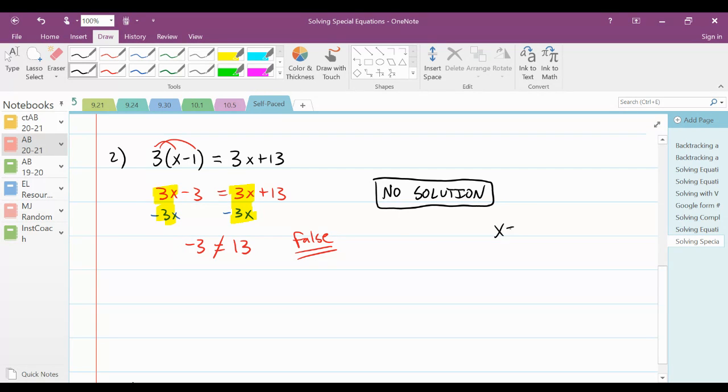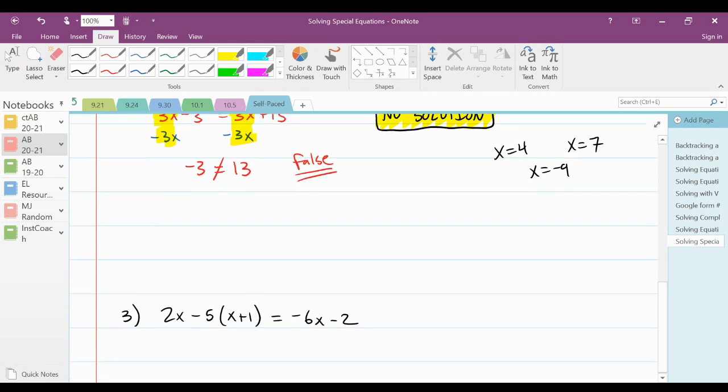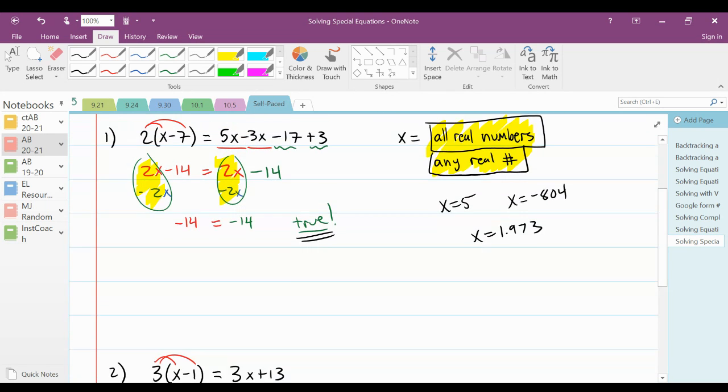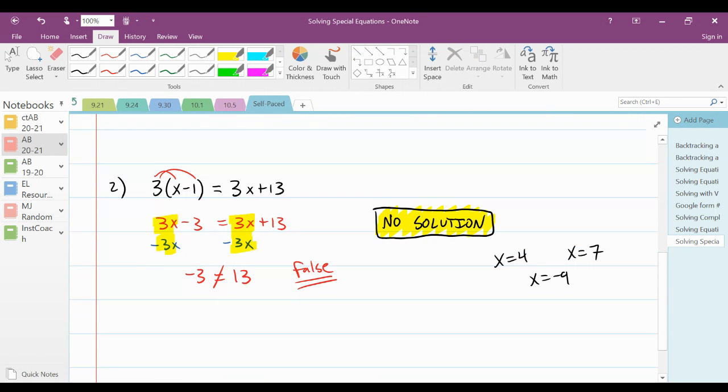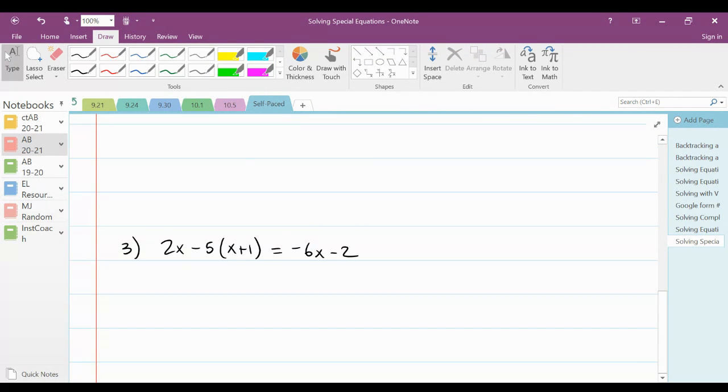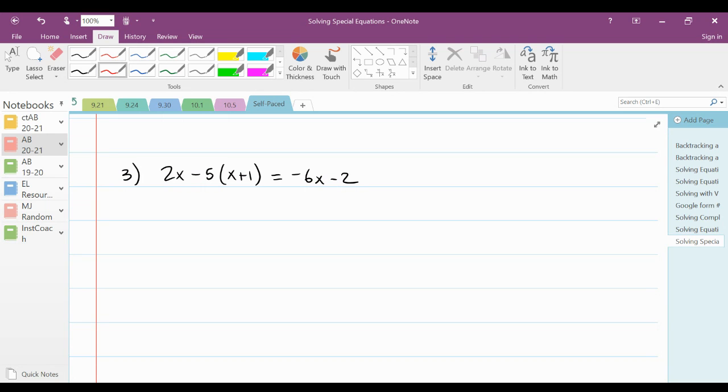If I were to substitute x equals 4 in, or x equals 7, or x equals -9, all of these would show false equations at the end. No matter what number I put in, there is no possible solution. So if your variables drop out and you're left with a false statement, our answer is no solution. The last type of new equation, let's see how new this is. We've got our variables dropping out with a true statement is all real numbers. Variables dropping out with a false statement is no solution. And let's see what other types of equations we come across.